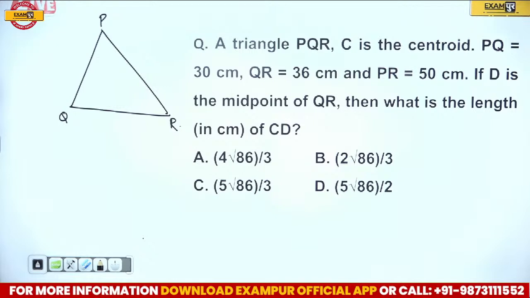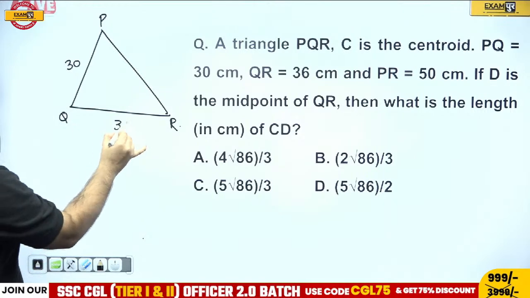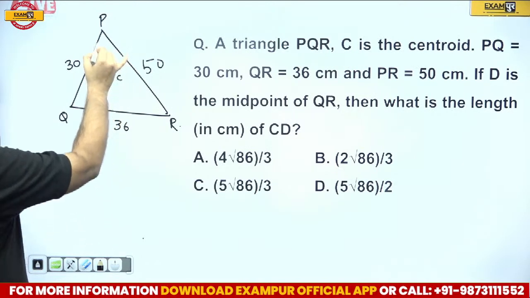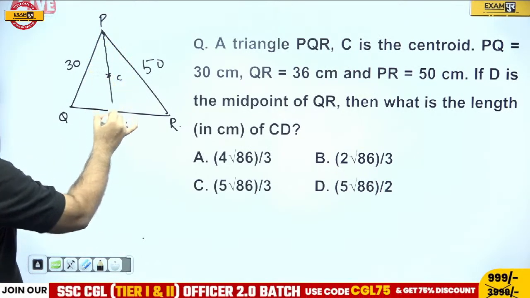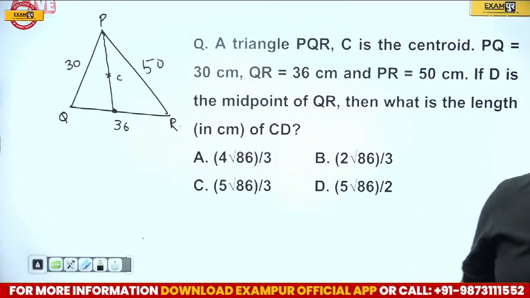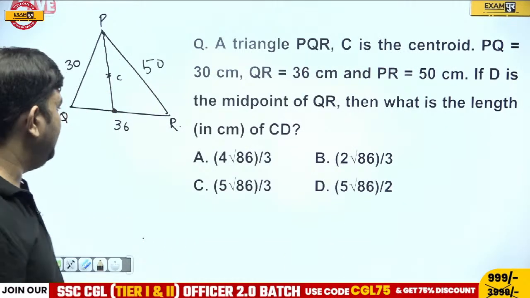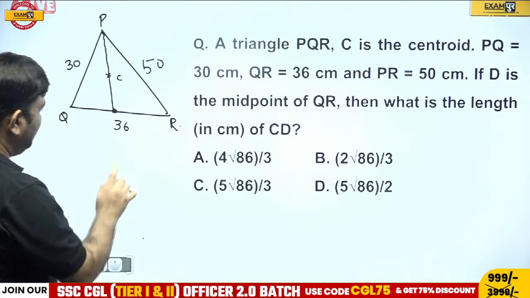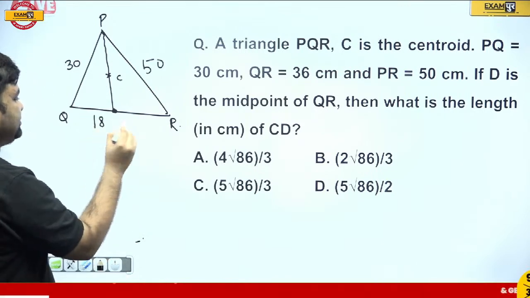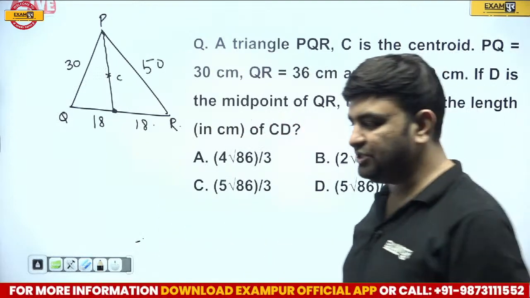In triangle PQR, C is the centroid. PQ is 30, QR is 36, PR is 50. The line joining the centroid to the opposite side is the median. What will the median do? The median will divide the opposite side into two equal parts, 18 each.